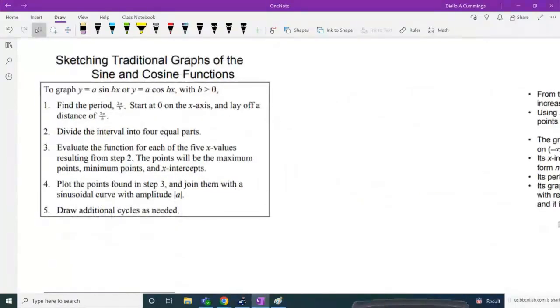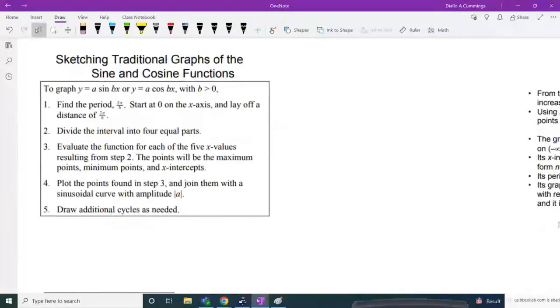All right, so we're going to look at the traditional sketch of a sine or a cosine function, and it's just these 5 steps. To graph y equals a sine bx, or y equals a cosine bx, the first thing we have to do is find the period.